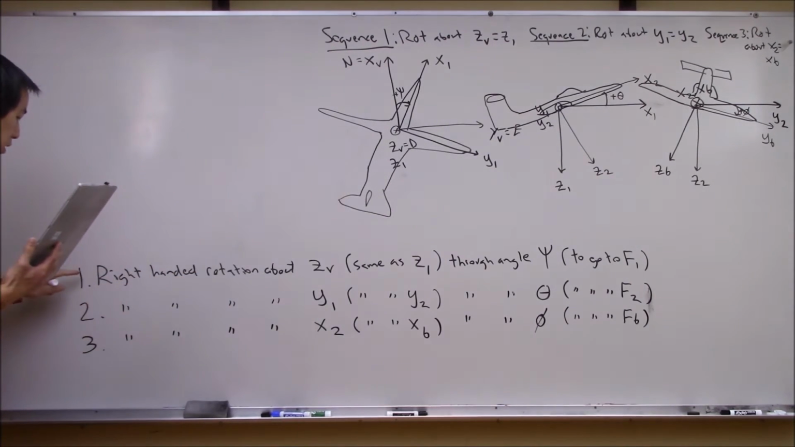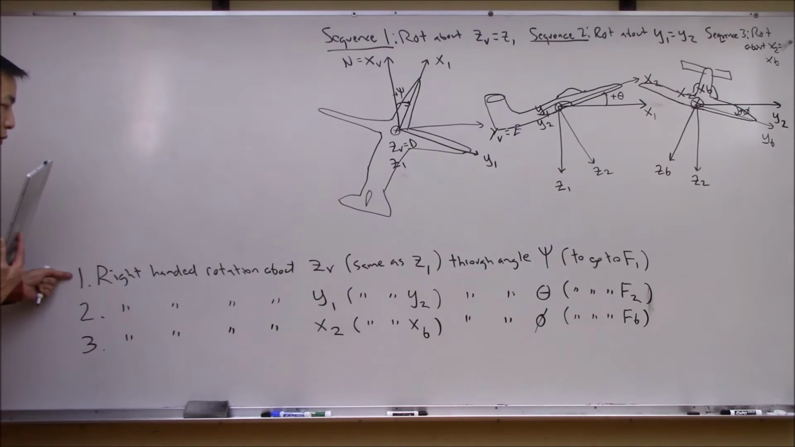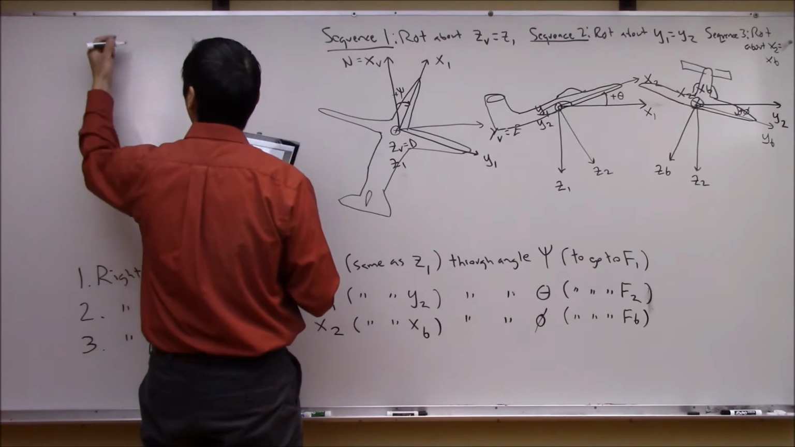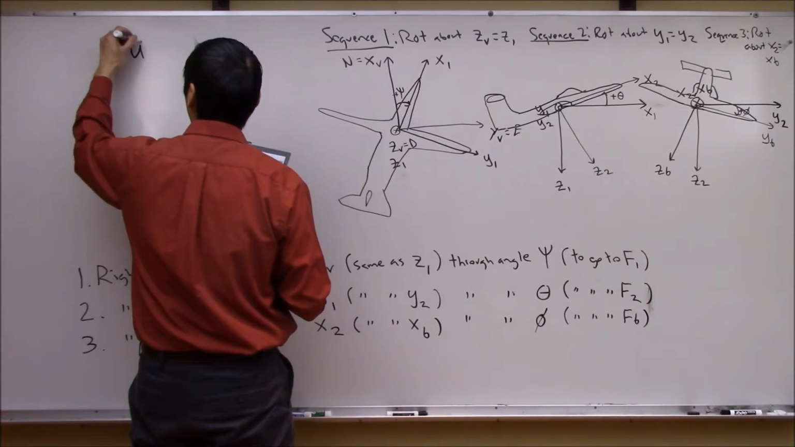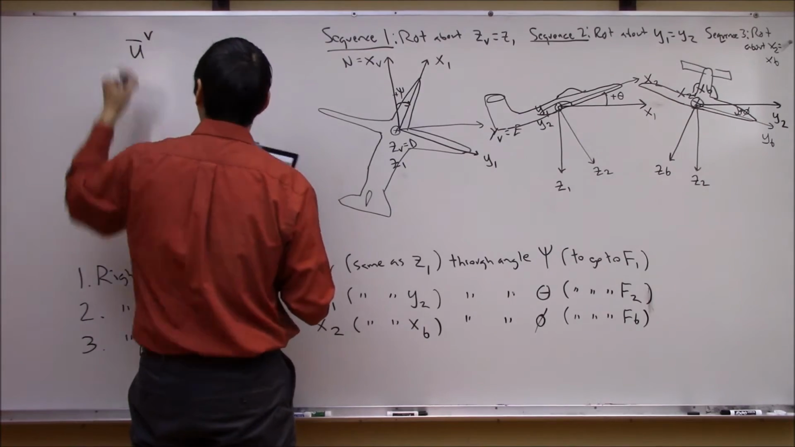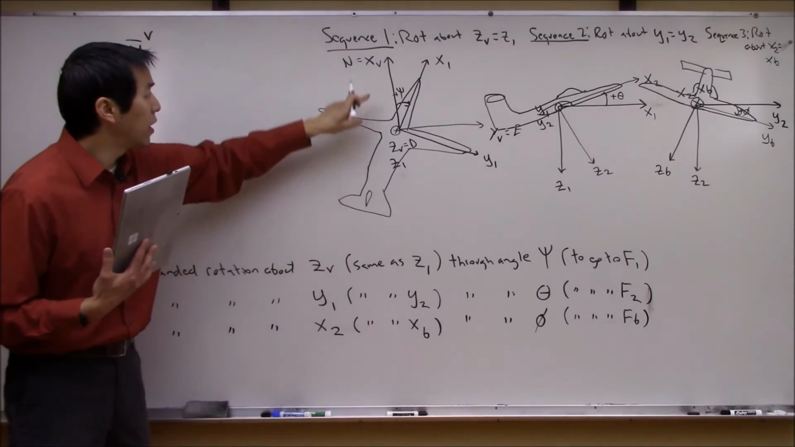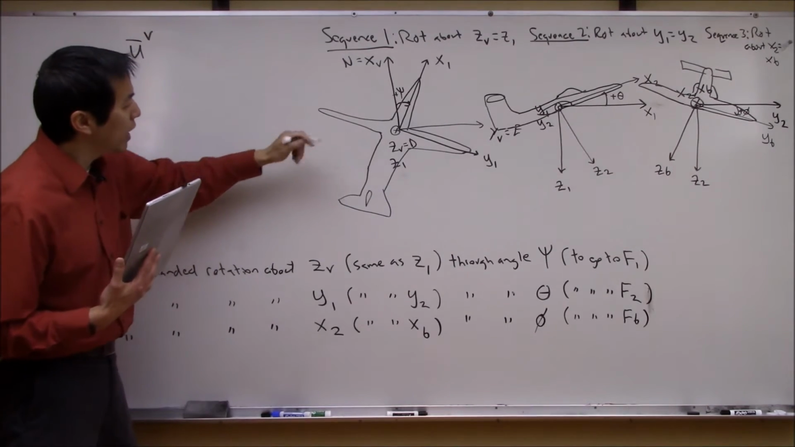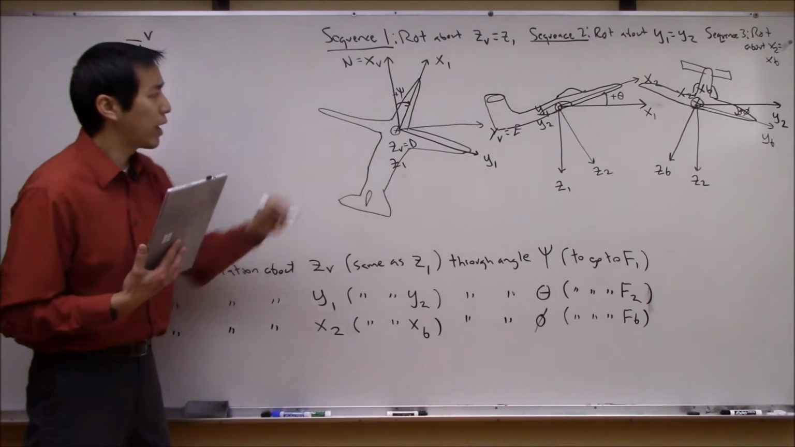So the first thing let's do is tackle this first rotation here, which goes from the V frame to the 1 frame. In other words, let's say we've got a vector expressed in the vehicle carrying northeast down frame. That's this one right here. And now we're going to rotate about the z-axis through an angle psi.